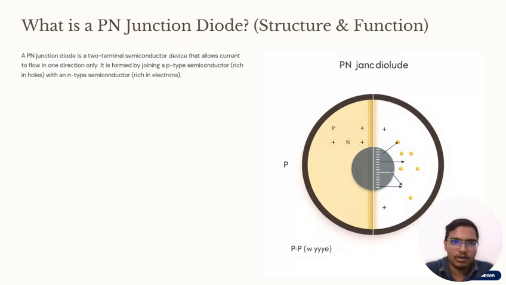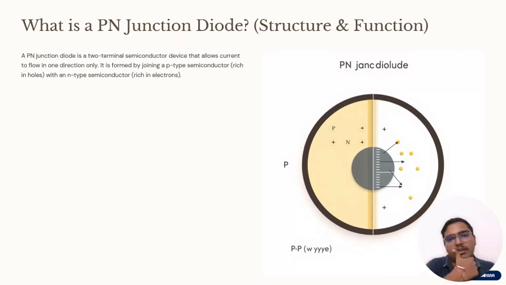Now I am discussing the diode characteristics, and the diode I have taken here is a PN junction diode. What is a PN junction diode? We have to know its structure and function first. A PN junction is a two-terminal semiconductor device that allows current to flow in one direction only, that is forward bias, and it is formed by joining a p-type semiconductor rich in holes and an n-type semiconductor rich in electrons.